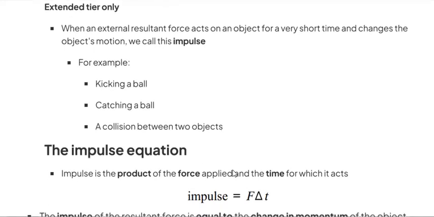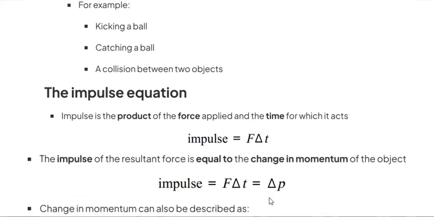What is the impulse equation? It is force multiplied by the time it acts for. And the impulse of a resultant force is equal to the change in momentum of the object because the force stops the object. So F into t. Ignore this sign, because we don't really use it, but it just should be there. It is the change in the time, but we just use the time.